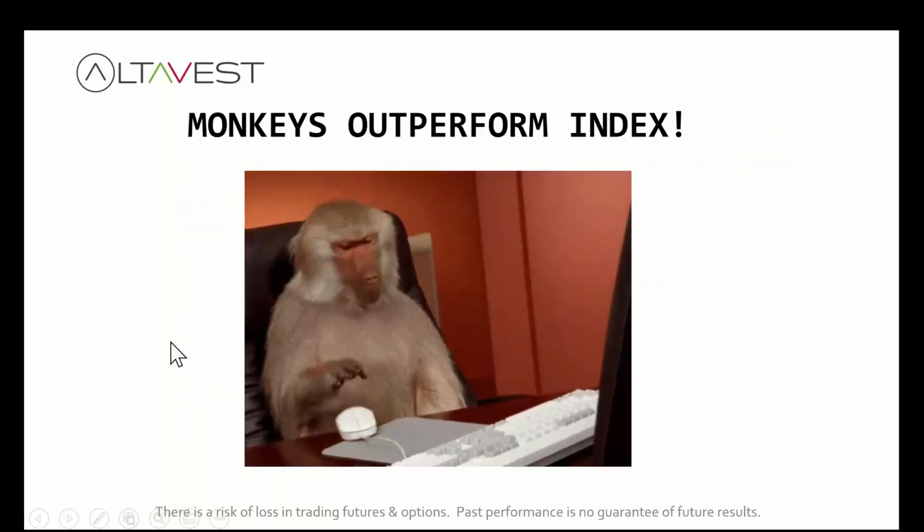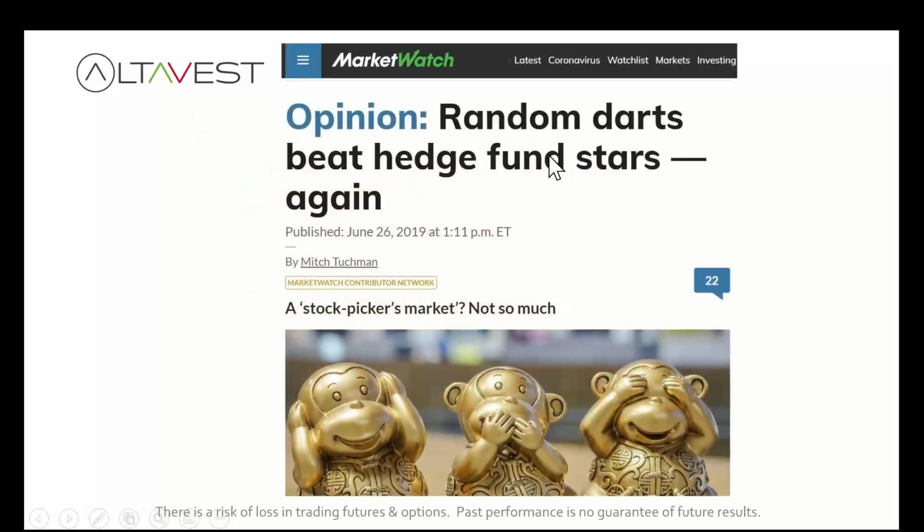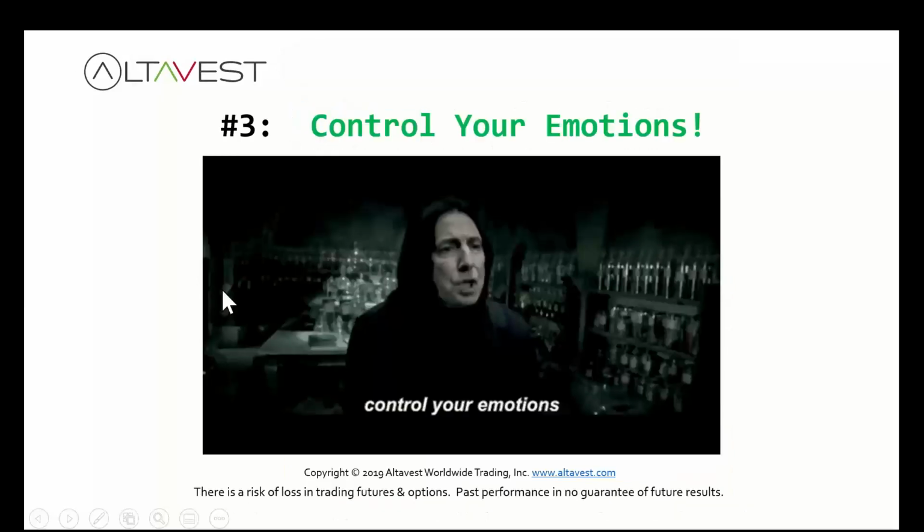And even the best of the best, hedge fund stars, shows here random darts are beating hedge fund stars. That's from a couple of years ago. But I think, quite frankly, it's a similar dynamic. I need to find where to update that.